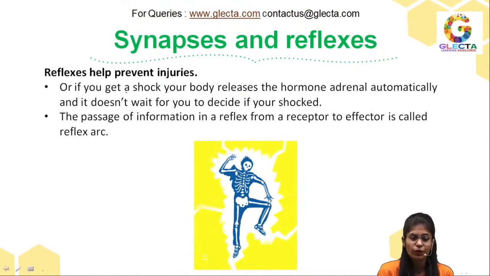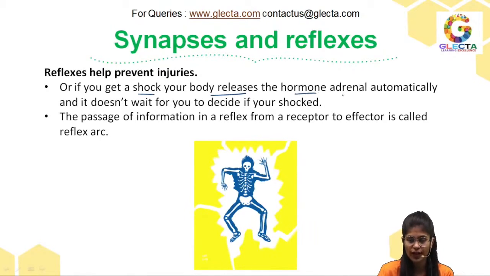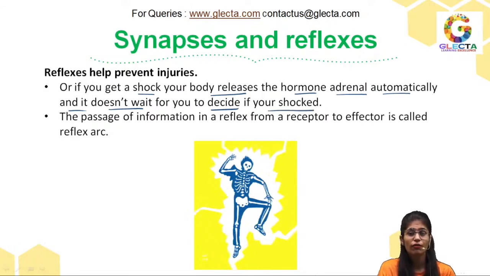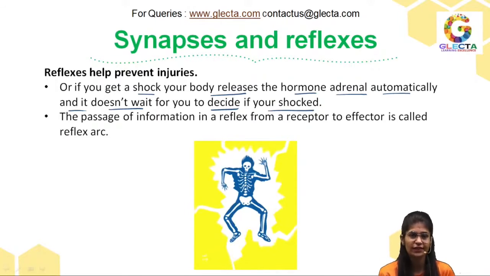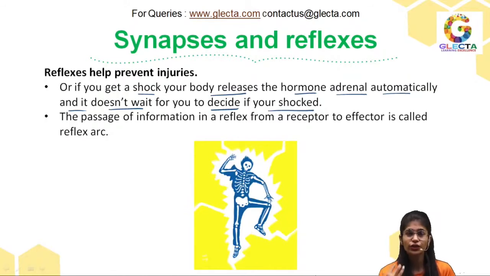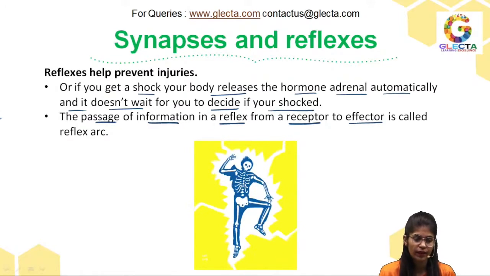Another thing: if you get a shock, your body releases the hormone adrenaline automatically, and it does not wait for you to decide if you got shocked. For example, if you put your wet hands around an electrical system, you retrieve your hand back within microseconds. After that, you realize, oh, I was shocked. So this is what your brain is doing: protecting your body before you even realize what is happening. The passage of information in reflexes, from the receptor, the receiving part, to the effector, the part that is going to contract, is known as the reflex arc.